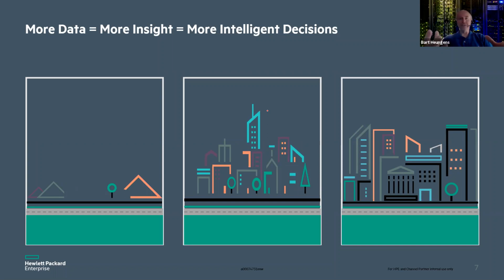Because the more data we have, the more insights that we have, the more intelligent decisions that we can make. This is also something that I tell my kids. You have to go to school as long as possible because the more you learn, the more intelligent you will be, and the better decisions that you can make. We'll see, but they're still in school.